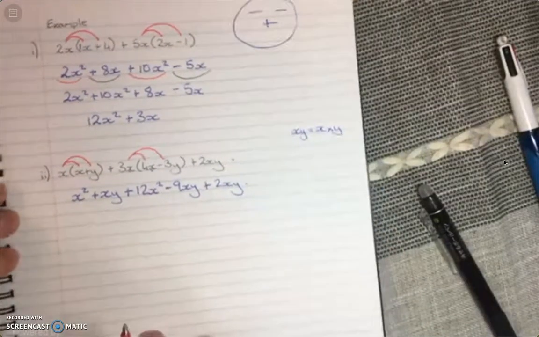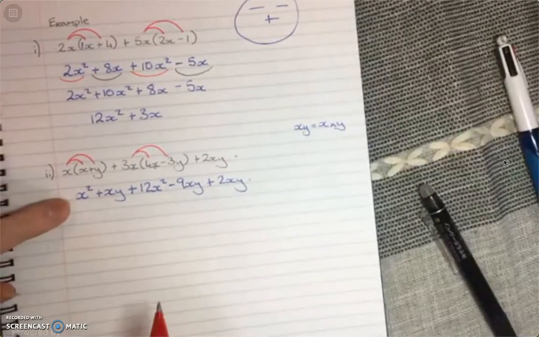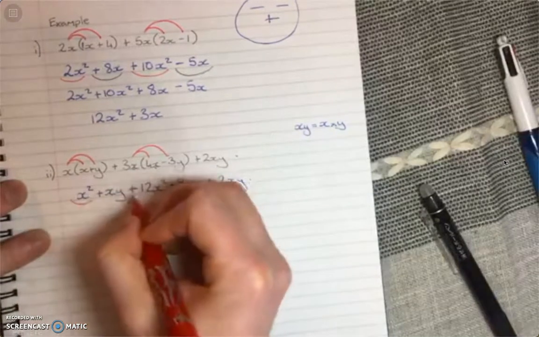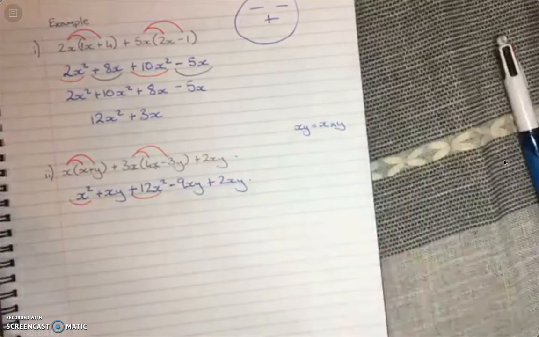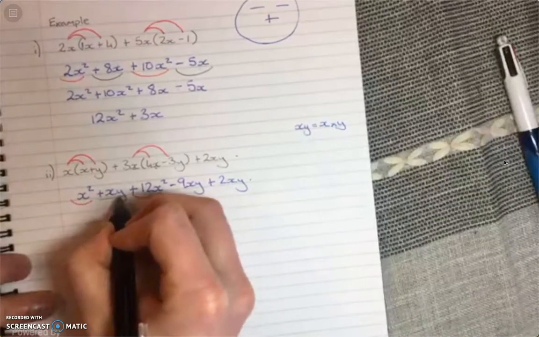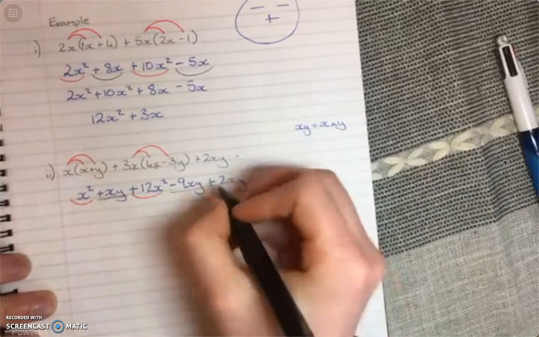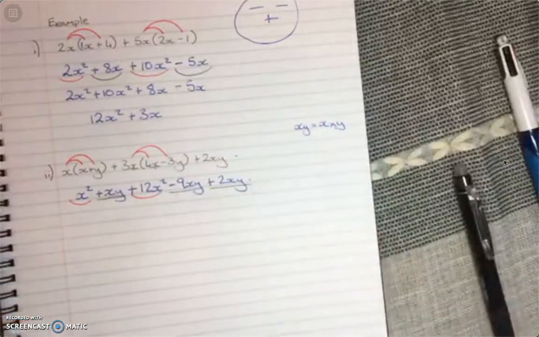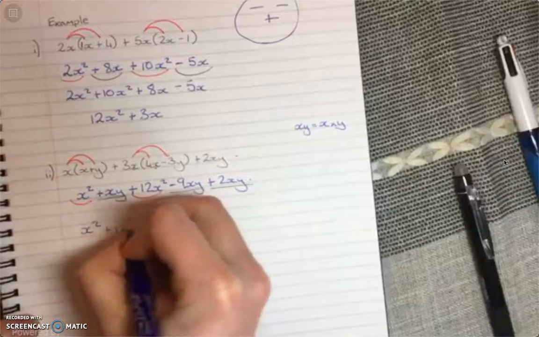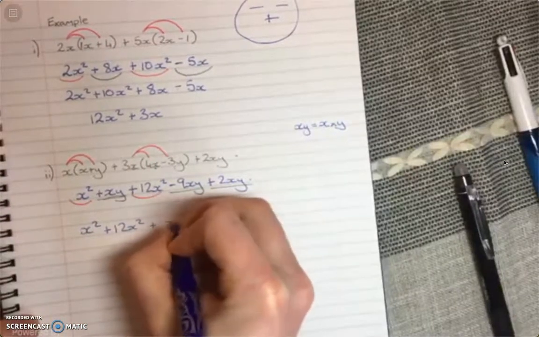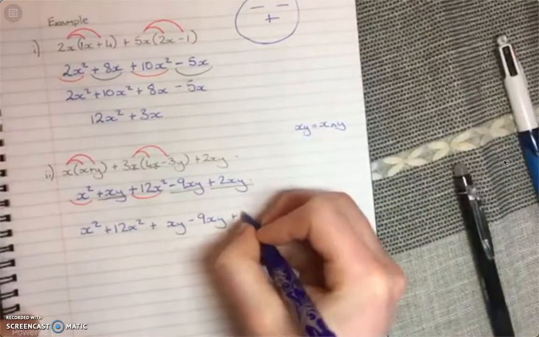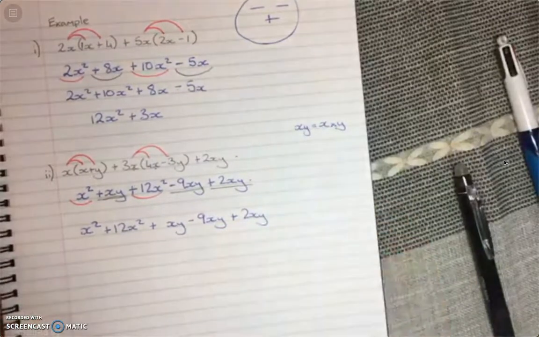And now we underline and add and subtract our like terms. So I've got an x squared here. I'm looking for another x squared. I've got one here. So I'm going to have x squared plus 12x squared. Then I'm looking for xy, so it has to be an xy. So I've got 1 here, I've got a minus 9xy and a plus 2xy. So I'm just going to bunch them together. I've got x squared plus 12x squared on one side, then plus xy minus 9xy plus 2xy.